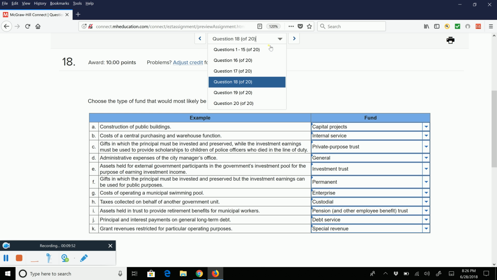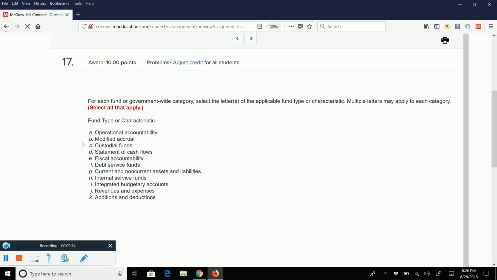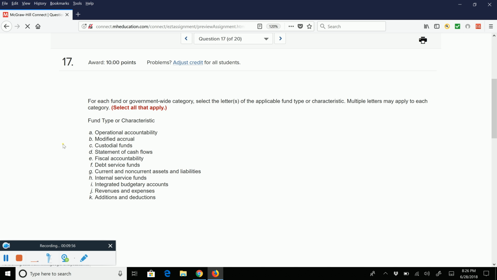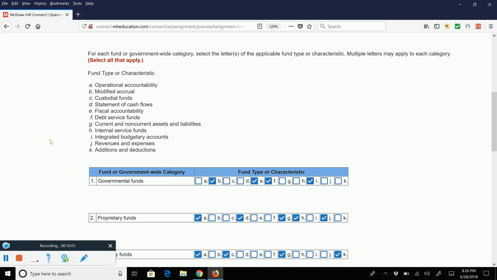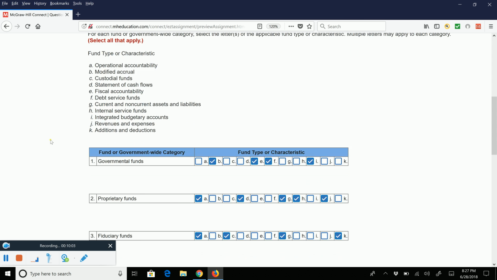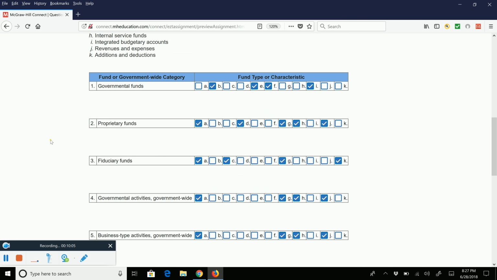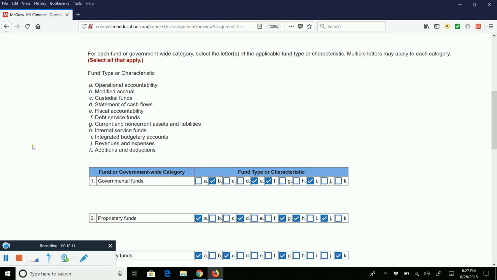All right, let me back up and we'll go through question 17. With question 17, you can see we have A through K. We have some characteristics here. And so we're going to say, okay, which fund or which government-wide statement is going to follow these particular characteristics.